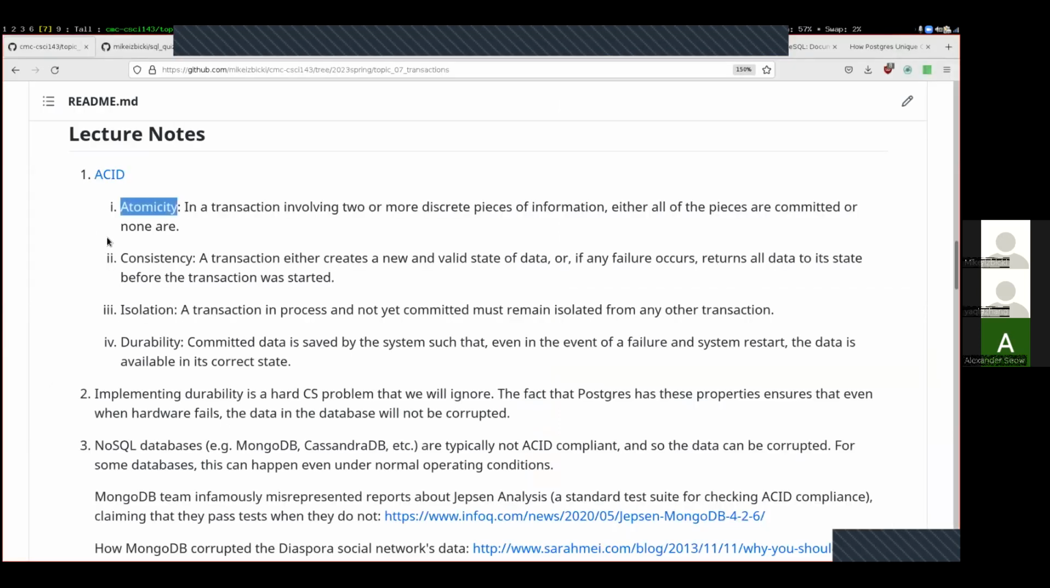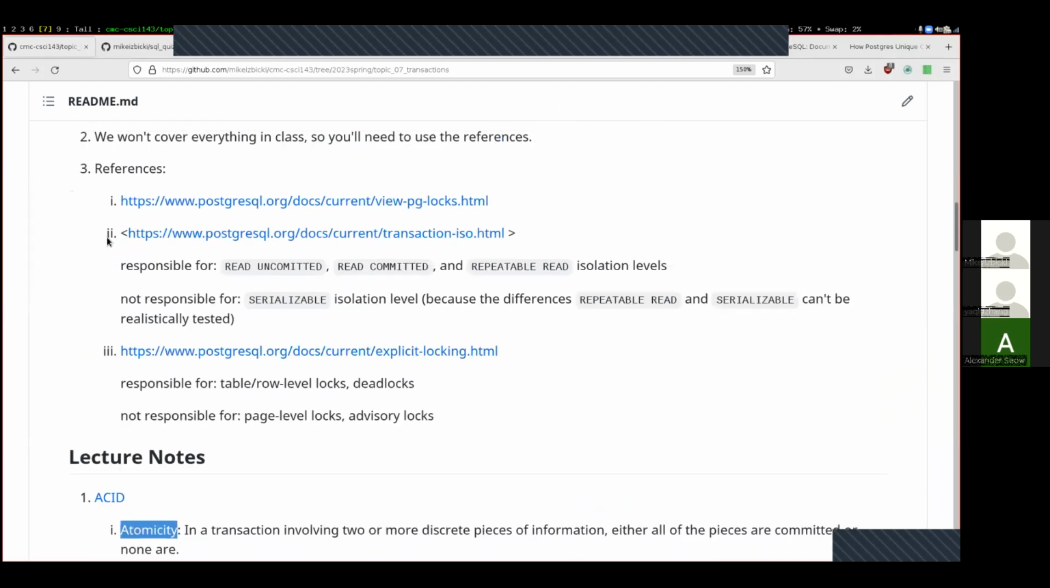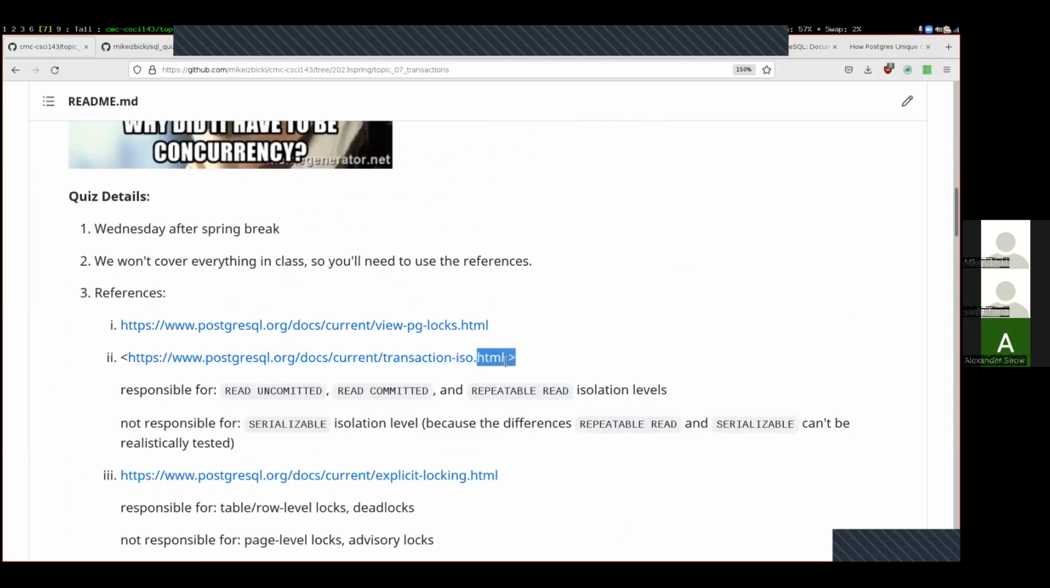If you come over to the notes here under the quiz, it looks like I have a markdown typo right here, but this is the documentation that you'll be expected to reference for this. And these are the 4 different transaction levels. You're going to be responsible for read uncommitted, read committed, and repeatable read isolation levels. You'll not be responsible for the serializable isolation level, which is basically the same as repeatable read, but different in ways that can't be tested in this testing format. So that's why you're not responsible for it at all.